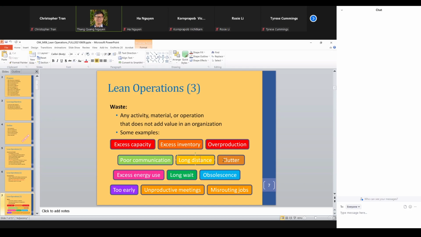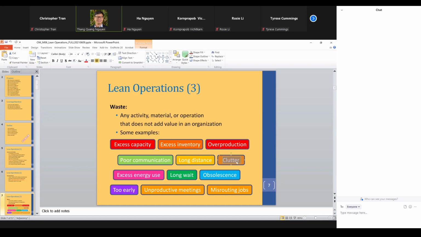Clutter is another form of waste. Just imagine on my table right now, I have one cord for the laptop, one cord for the tablet, another cord for the cell phone, another cord for the headset, things like that. I have a lot of cords on my table, right? So if I need to put something on my table, I have to move things around. It takes time, right, to move things. So that's a form of waste.